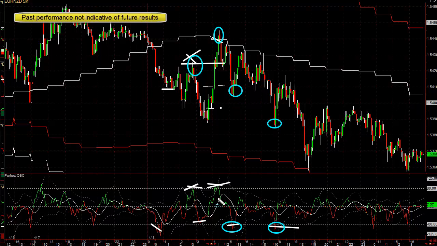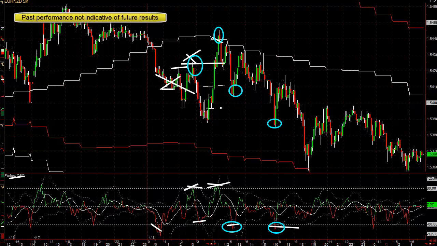The perfect oscillator, while nothing works 100% of the time, as you can clearly see, I pointed out first the one that didn't work. Obviously, if you bought here, it did go up 10 pips before falling, but it didn't really pop 20, 30 pips like we'd hope. But you can see even the one that didn't work still went up 12 pips. So again, that's why I call it the perfect oscillator.